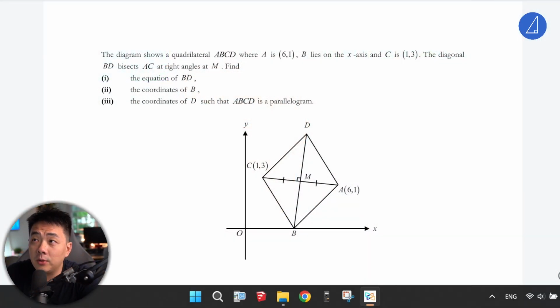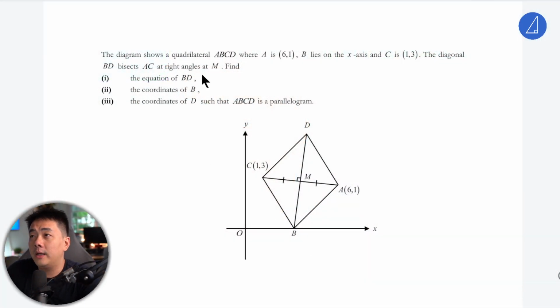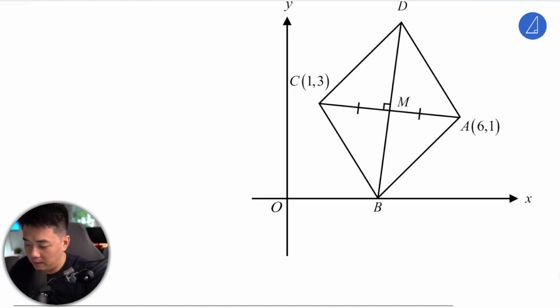Given that the diagram shows a quadrilateral ABCD, where A is (6, 1), B is on the x-axis and C is (1, 3). The diagonal BD bisects AC, meaning this is half each, and is at a right angle, so this is 90 degrees. Find the equation of BD.